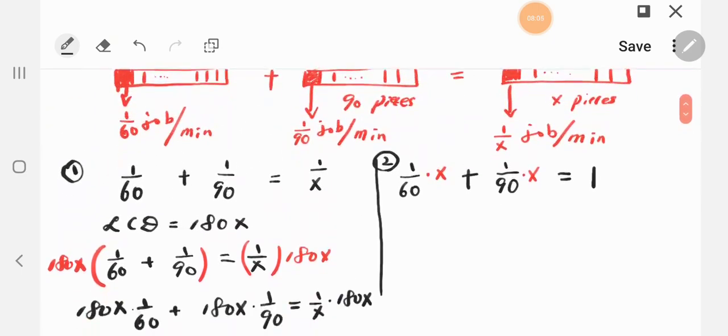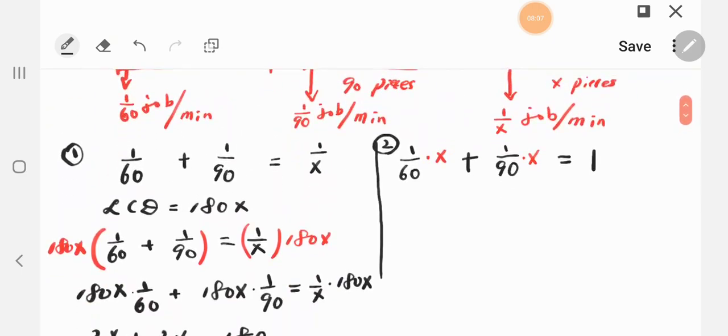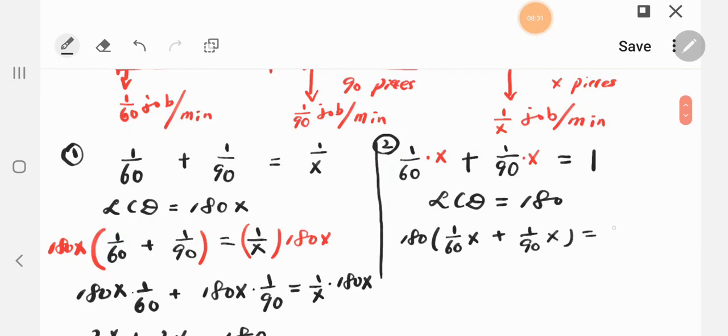All right, how about the other equation? We do the same thing: multiply by the LCD. The LCD this time is 180. So multiply each side by 180. So 180 times 1/60x, plus 180 times 1/90x, is equal to 1 times 180.